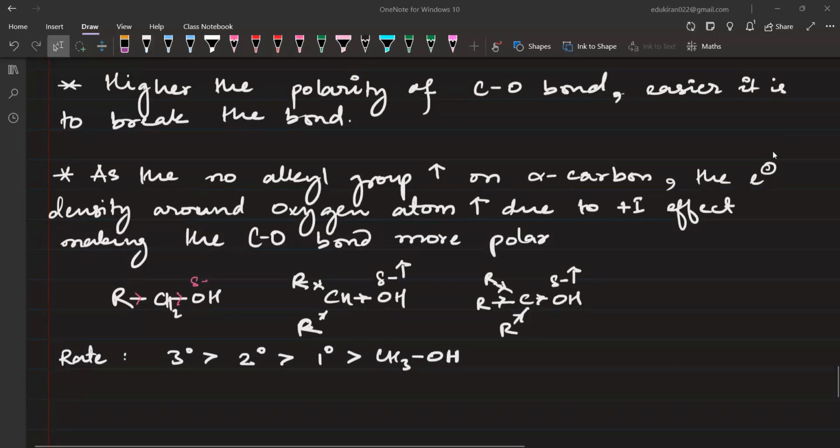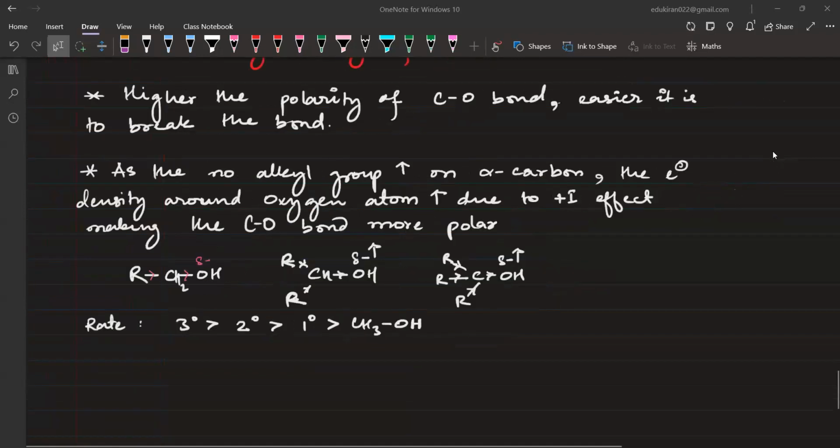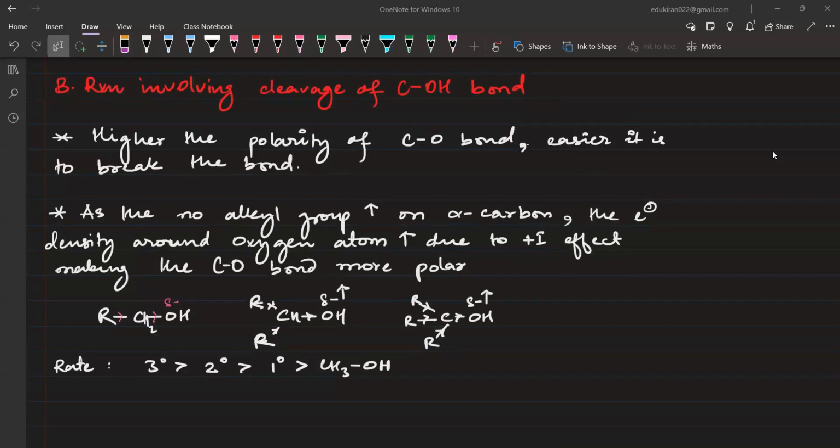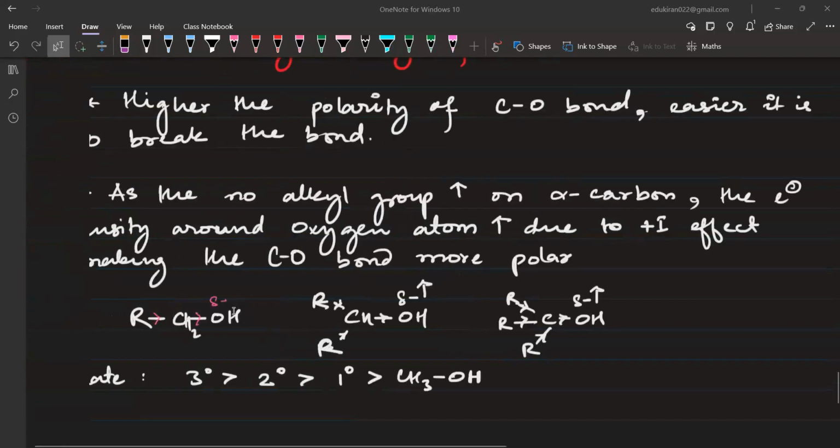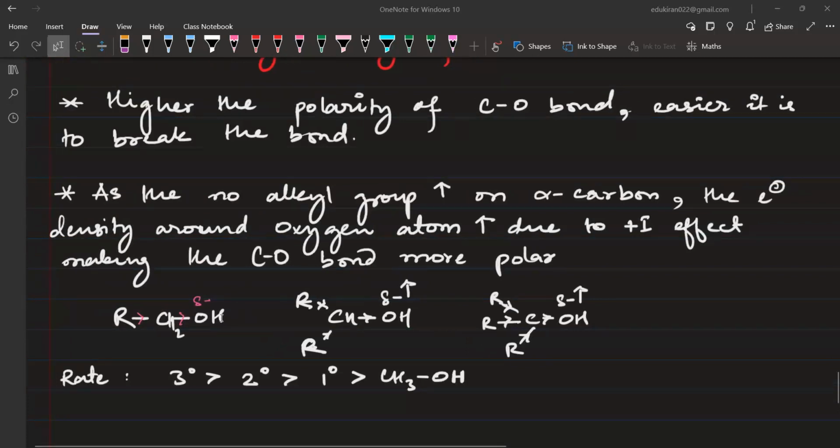आपके पास आएगा ना, like why the 3 degree alcohol is more reactive towards this reaction. आगे जितने भी reactions आने वाले, उसमें आप ये लिखें, as the number of alkyl groups increases on alpha carbon, the electron density on oxygen atom increases due to the plus I effect, making the CO bond more polar. In general, अगर आपके पास सवाल आए that reactions involving the cleavage of COH bond, in that case the 3 degree is more reactive. Why? उसके लिए ये आंसर है, in general आंसर है. बाकी specific answers for the different reactions वो भी आएंगे.